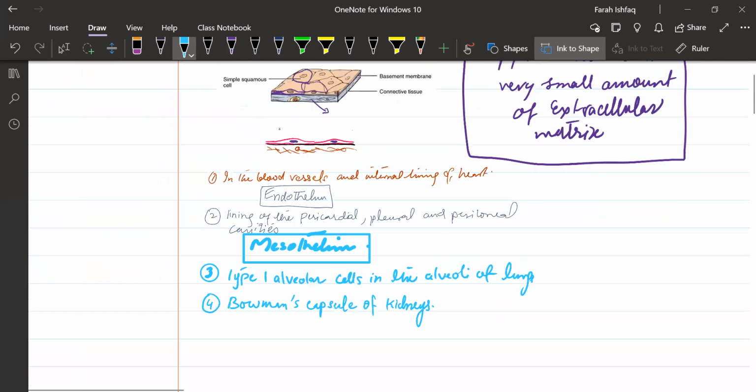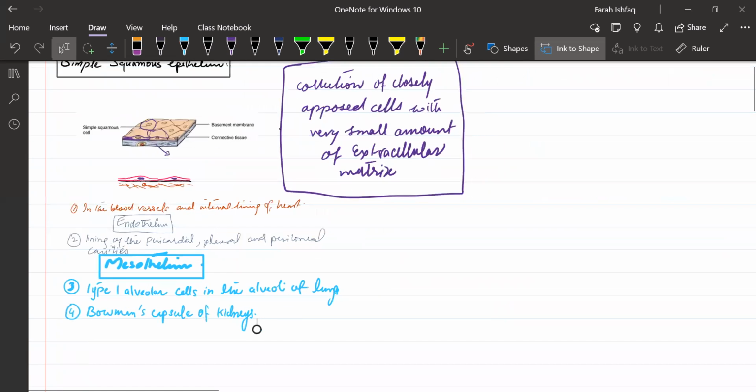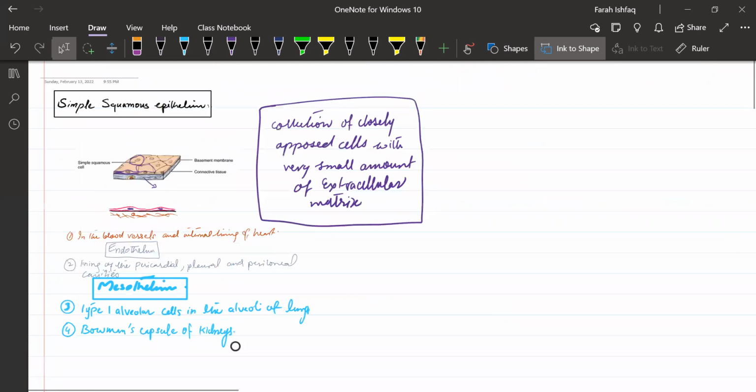So again, revising the whole thing, simple squamous epithelium is a collection of closely opposed flattened cells with very small amount of extracellular matrix resting on the basement membrane. On the surface it gives the appearance of thin flat polygonal cells, but on section, they are spindle shaped. This is the spindle shape. And this one is the flattened polygonal shape in surface view.